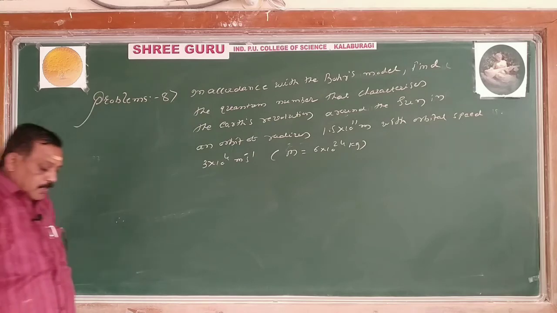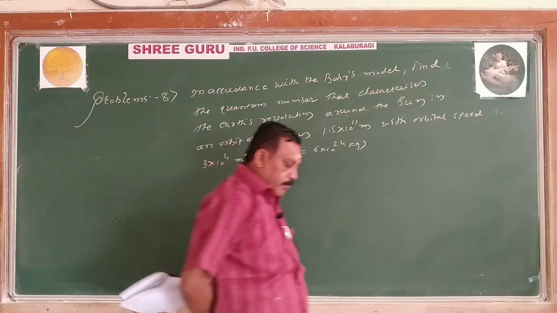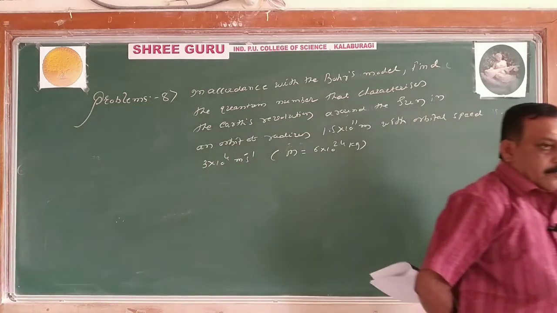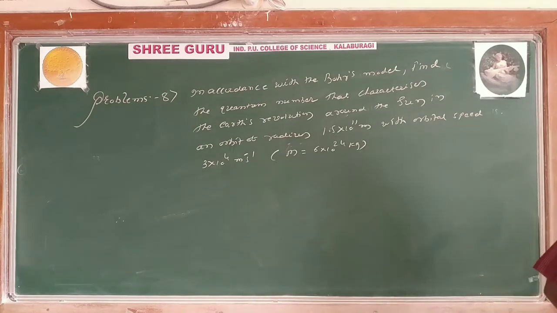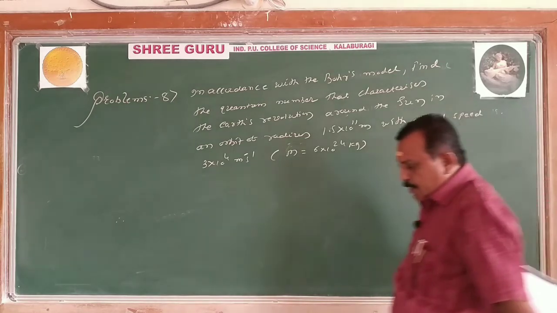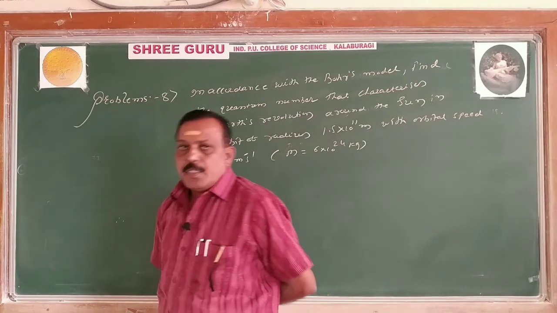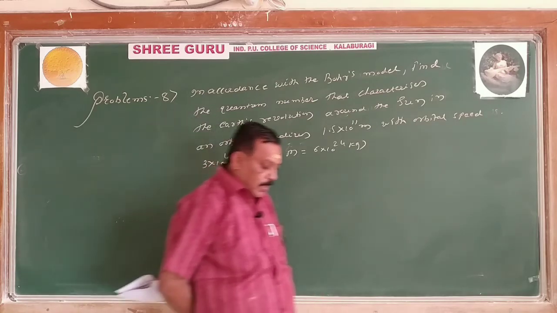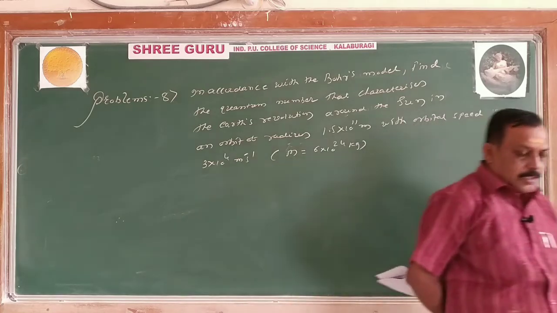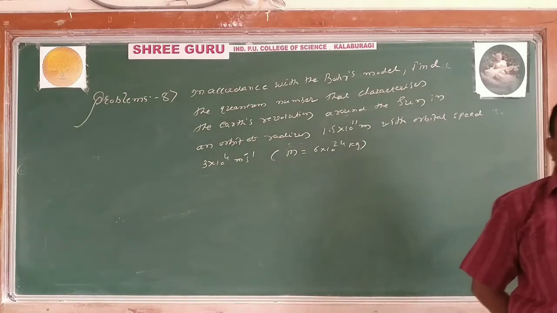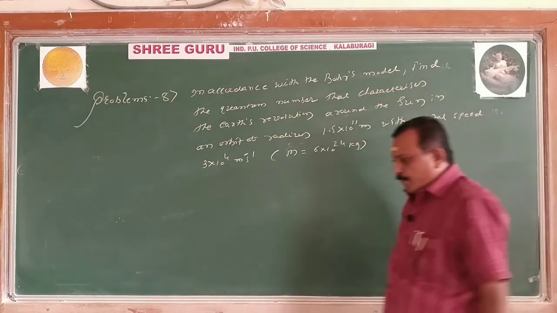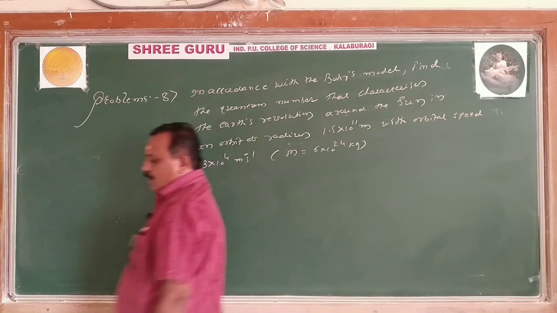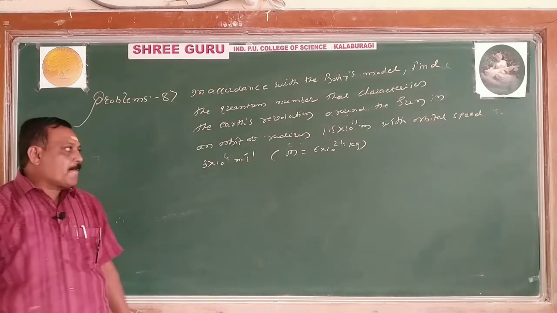When the electron is revolving around the nucleus, it possesses angular momentum. Our planetary system is considered an atomic model concept. When the planets are revolving around the sun, keeping the sun as a focus, there is angular momentum. That angular momentum concept is applied to Bohr's quantization theory.